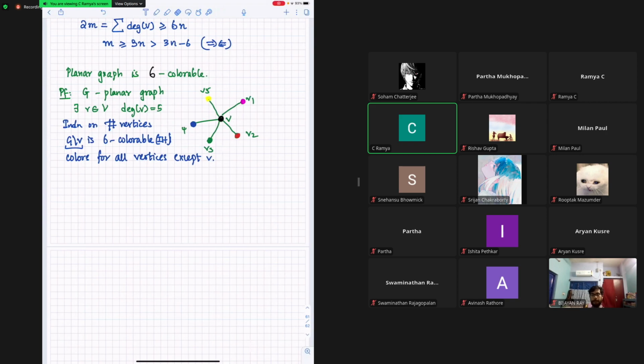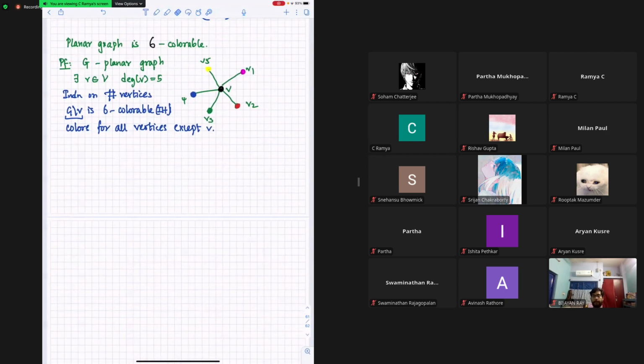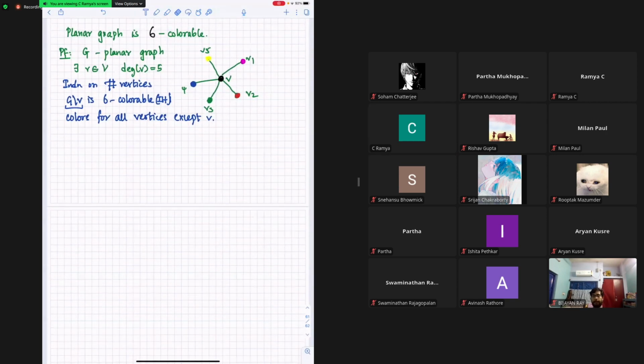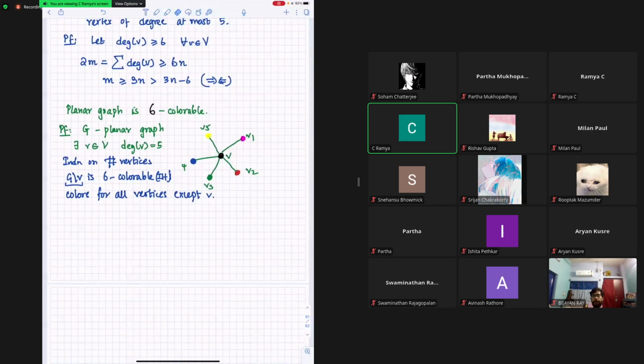Okay. So now, why does this fail for normal graphs? For normal graphs, the first thing is there can be a K6, and you will have to use like 6 colors or 7 colors. There can be a K7, right? This sort of intuitively stems from the fact that there is no K5 sitting inside.